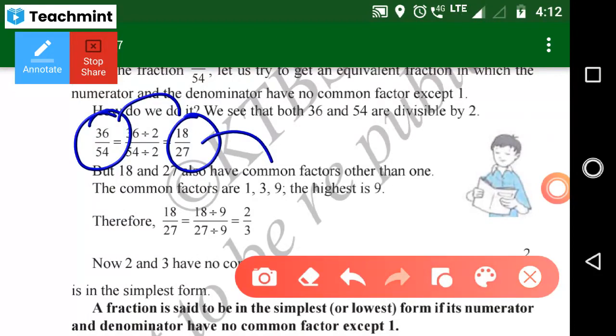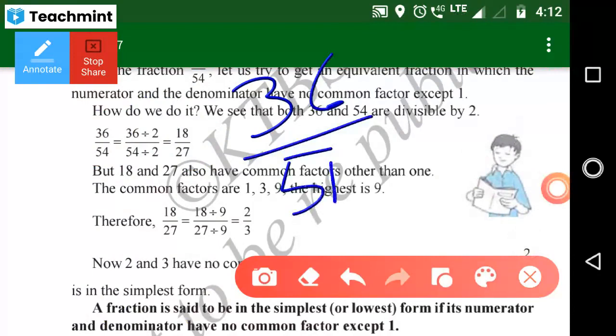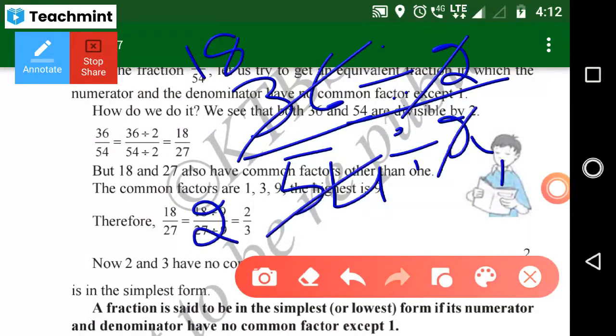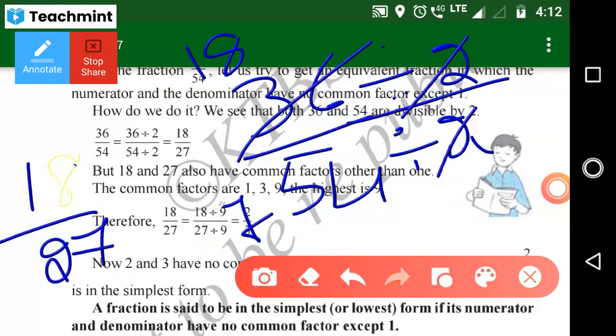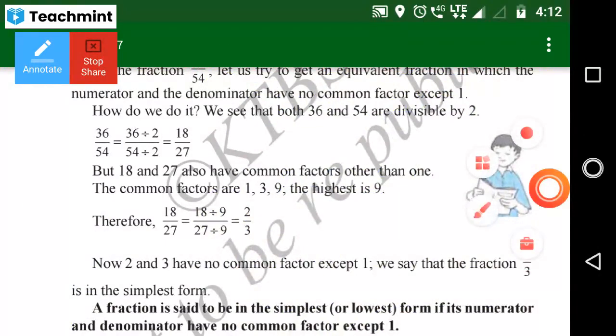Okay, you just divide. Listen carefully. First you just divide by 2. So 36 divided by 2, and also 54 is divided by 2. 2 ones are 2, so 1 remaining. Then 18, 2 eights are 16. 2 ones are 2, 2 twos are 4. Then remaining is 1, 14, 2 sevens are 14. So what is the answer? You will get 18 by 27. Isn't it? So after that you can take HCF.